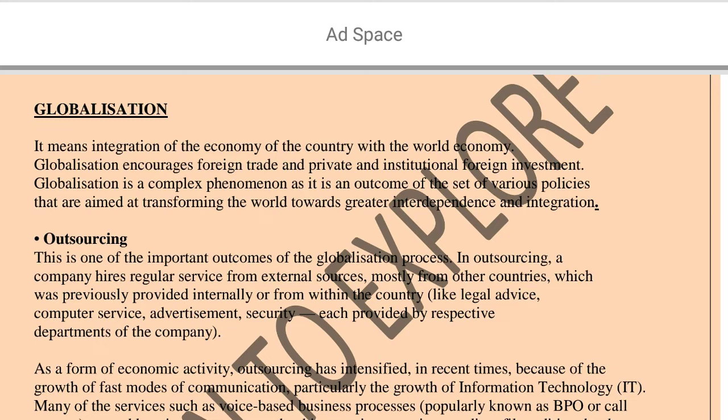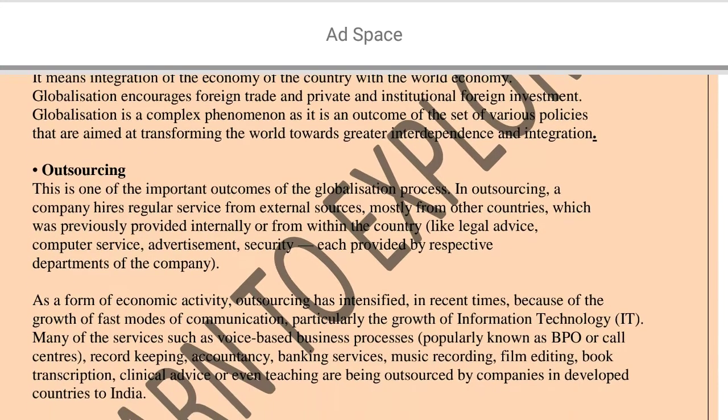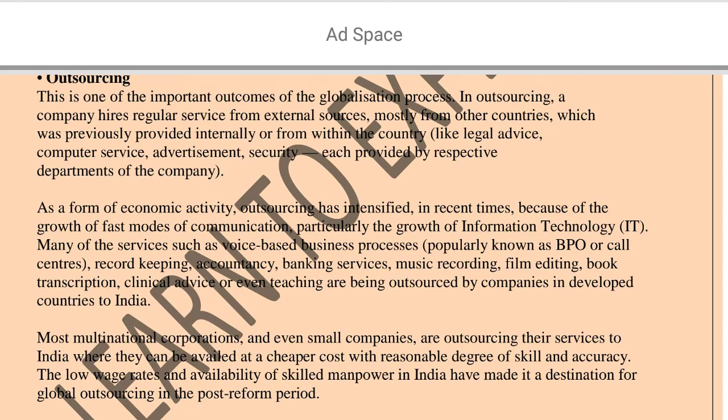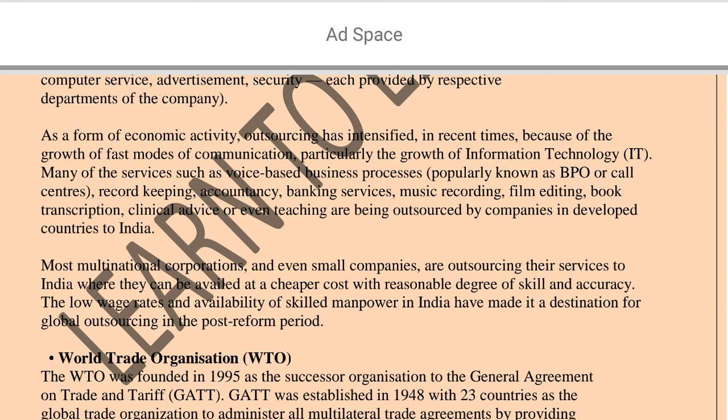Okay. Then outsourcing is one of the important outcomes of the globalization process. In outsourcing, a company hires regular service from external sources, mostly from other countries, which was previously provided internally or from within the country. It could be legal advice, computer service, security, etc. As a form of economic activity, outsourcing has been intensified in recent times because of the growth of fast modes of communication, particularly the growth of IT. Many services, such as voice based business processes, popularly known as BPO or call centers, record keeping, banking services, etc., are being outsourced by companies in developed countries to India. Okay, so they hire laborers from India and provide services to the foreign countries.